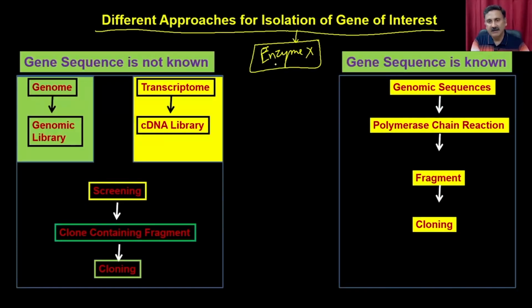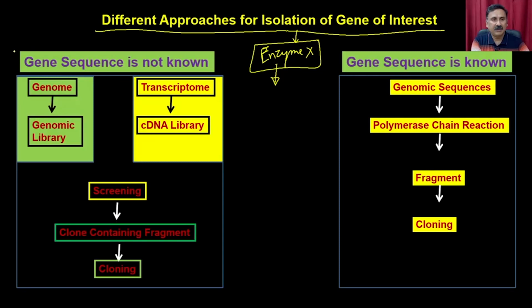If I have the enzyme X, it depends on what kind of information we have. For example, if the gene sequence of this enzyme X is not known, then you are going to use these two approaches. And if the gene sequence is known, then you are going to use this approach.